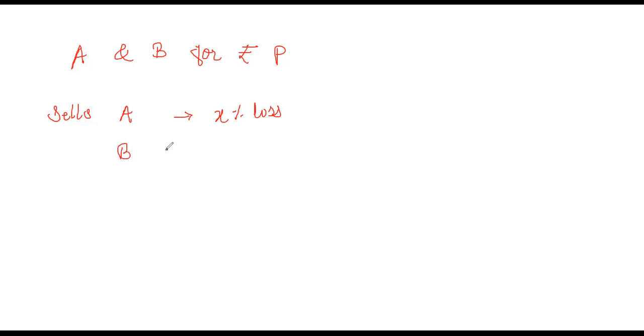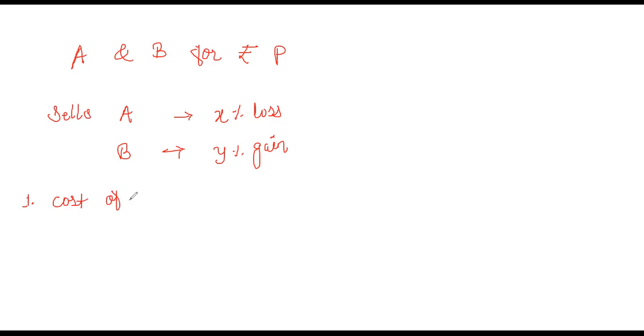If a man buys 2 items, A and B, for rupees P, and sells one item A so as to lose X%, and sells the other item B so as to gain Y%, and on the whole neither gains nor loses, then we calculate it with the formula for the cost of the item.